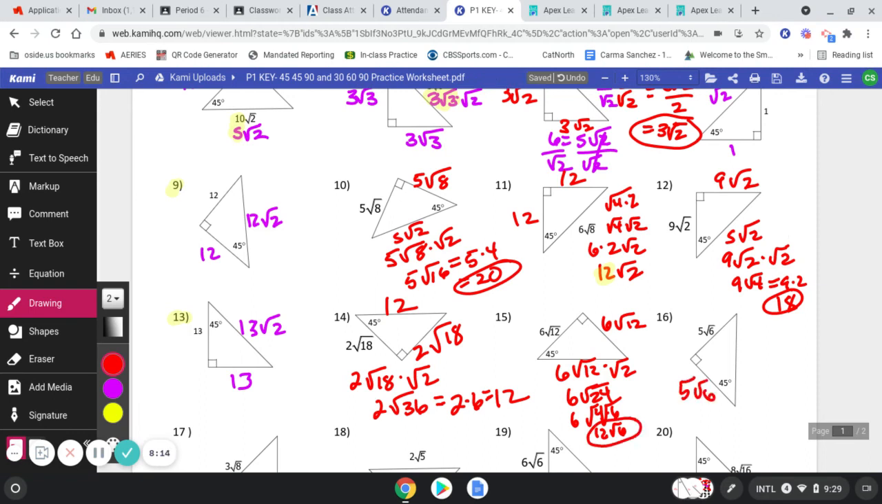Here's a 5 root 6. That makes this 5 root 6 times root 2. That makes 5 root 12. I can simplify that radical, root 4 and root 3. A 2 comes out to 10 root 3.